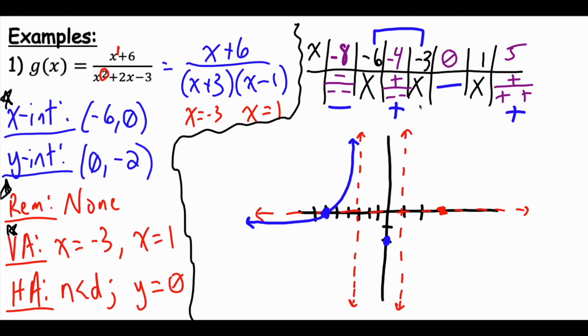Everything between -3 and 1, moving on to our next section here, that's everything between the two vertical asymptotes, gave us a negative number. So that means everything between -3 and 1 will be going down. But again, it's going down in a specific way in that it has to cross through our y-intercept, and it's going to be going down.